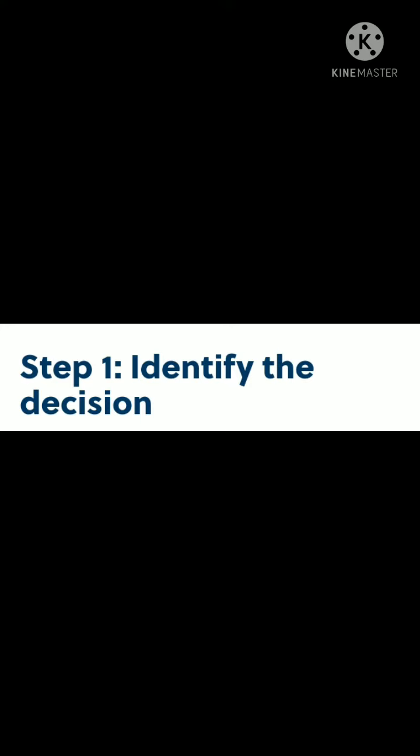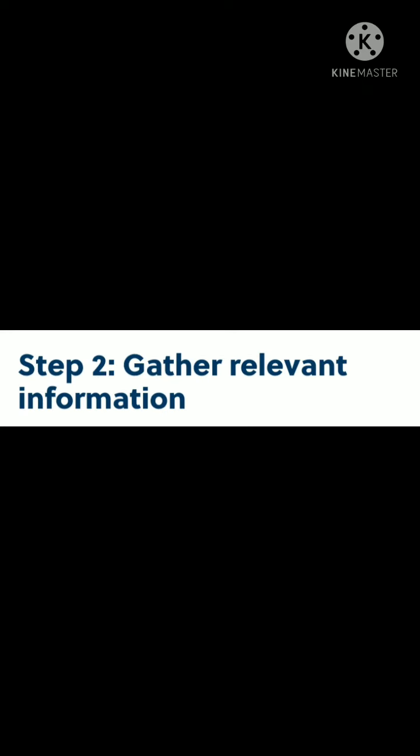First is identifying the decision. Try to clearly define the problem and realize that you need to make a decision out of it. Second is gathering relevant information. Collect some pertinent information before you make your decision: what information is needed, the best sources of information, and how to get it.